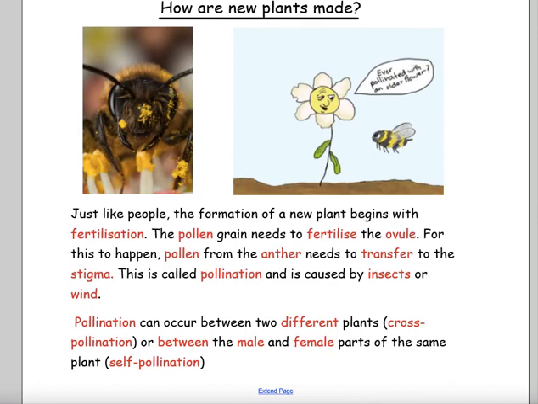So we've got two types of pollination that can occur. We can get pollination between two different plants, and when that happens, we get cross-pollination, so the crossing over of pollen from one plant to another plant. Or we can get pollination between the male and female parts of the same plant, and that's called self-pollination. So when the pollen from that one plant is moved onto the stigma of that same plant, it is pollinating itself, so self-pollination.